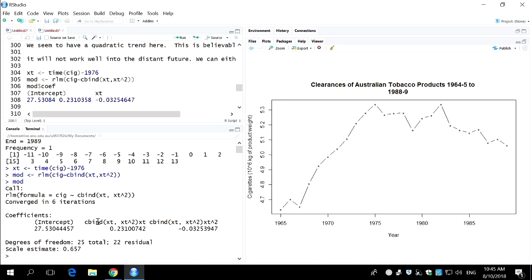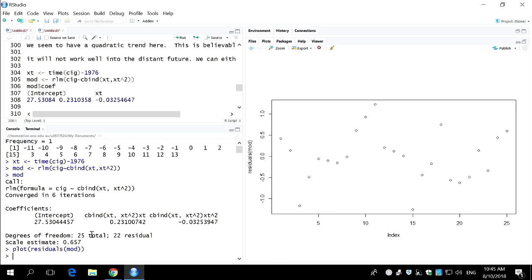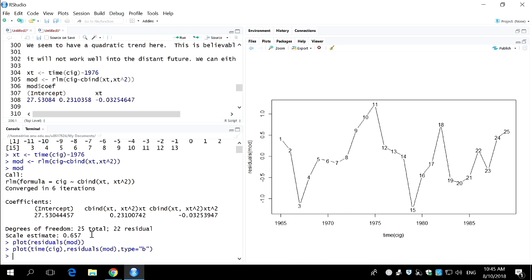All right, let's have a look at the residual series. So let's do a plot of residuals of the model mod. Sorry, I always forget to do it. So we want time of sig versus residuals of the model, type equals B. Okay, so there's my residual series.